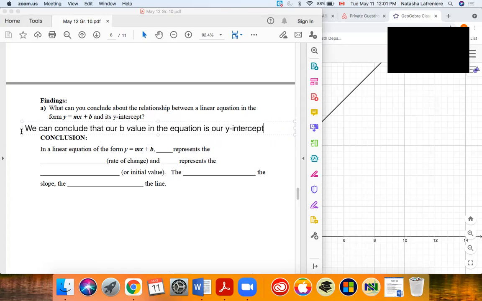Okay. So then in conclusion here, in a linear equation of the form y equals mx plus b, m represents the slope or the rate of change. It means the same thing. And b represents the y-intercept or initial value. So our starter point. The larger the slope, the steeper the line.